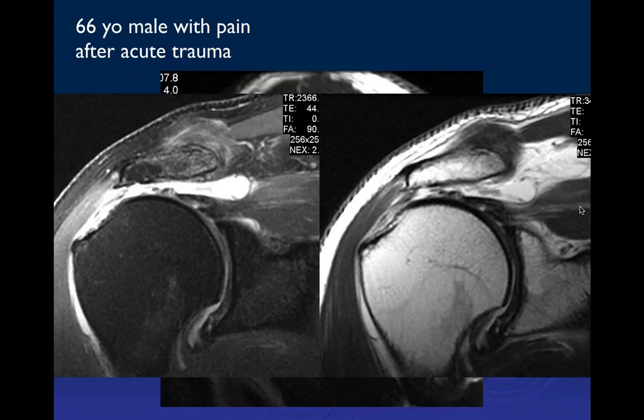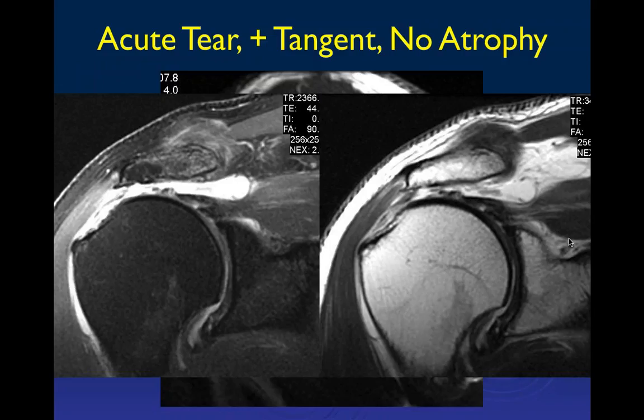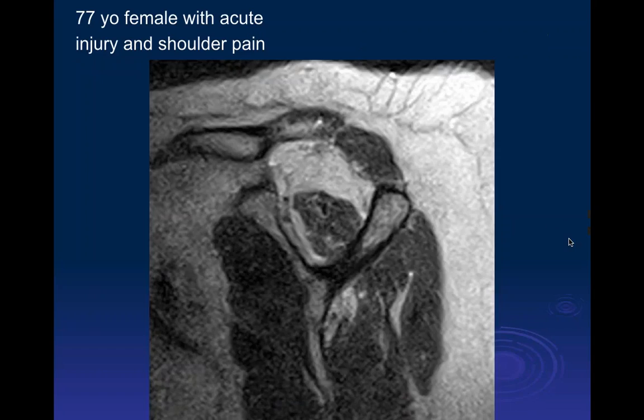So instead of actually looking at the tangent sign, I think a better sign is to look at the amount of fat within the muscle itself. And we'll talk about grading the amount of fat in the muscle in just a minute. So this is one that does not have atrophy. Make it short, I don't like to use the tangent sign.